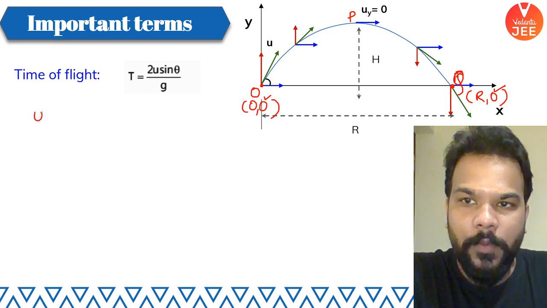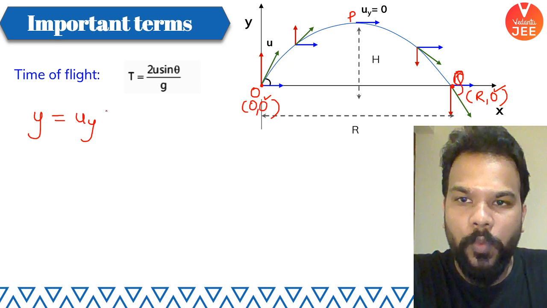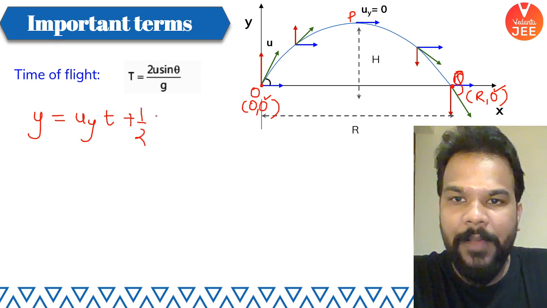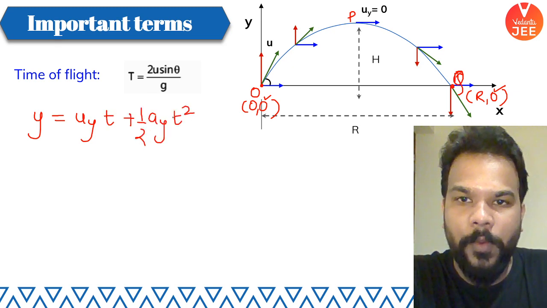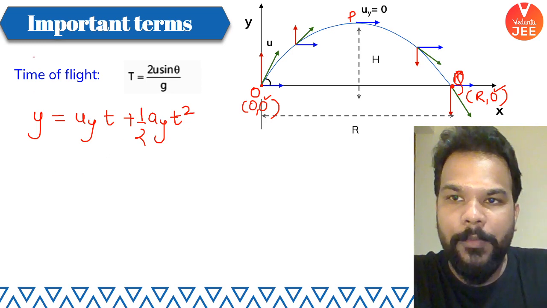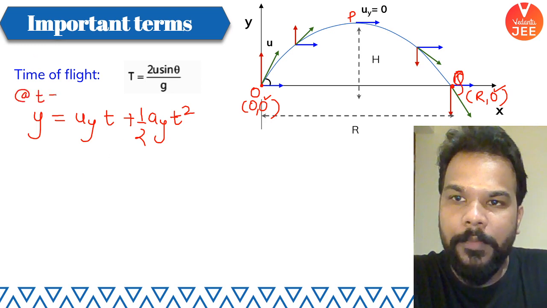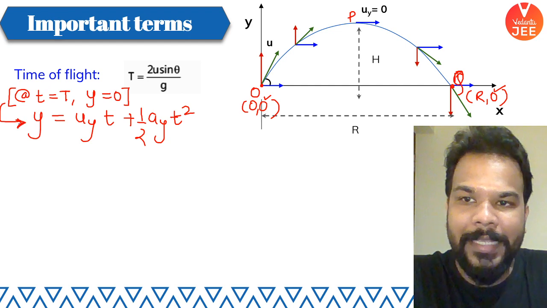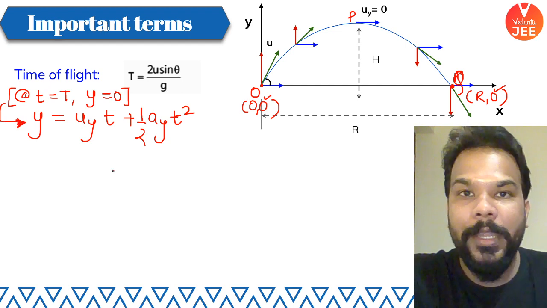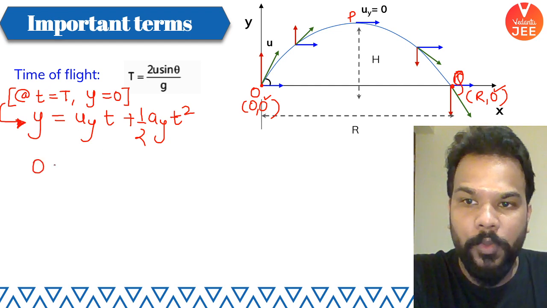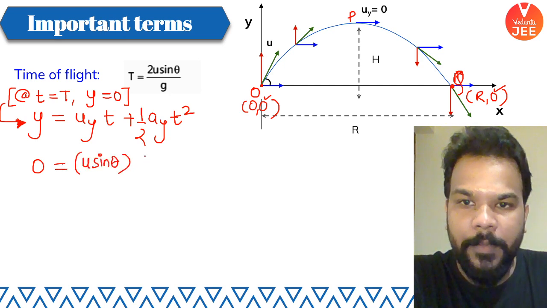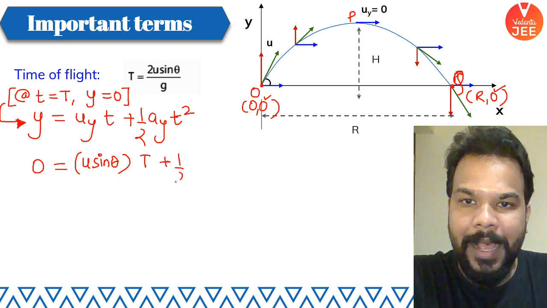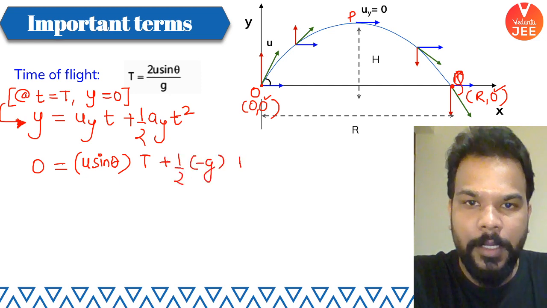So if I use the equation y equal to uy t plus half ay t square, now here I'm going to say that at time t equal to capital T, y has to become 0. So in this equation, I'm going to put y as 0 and small t will be replaced by capital T. So when I do that, uy is u sine theta, you know that. t becomes capital T. This is half, ay is minus g, and this is t square.